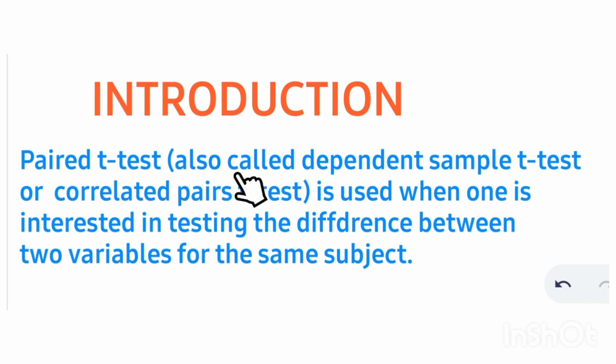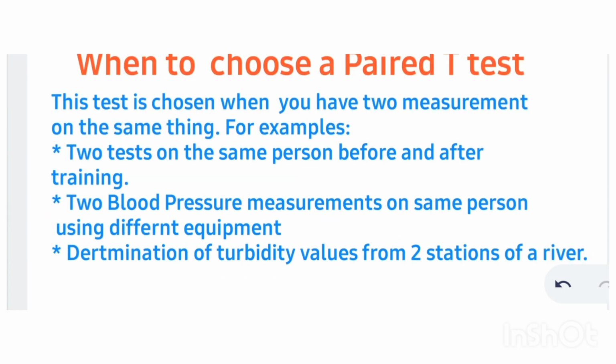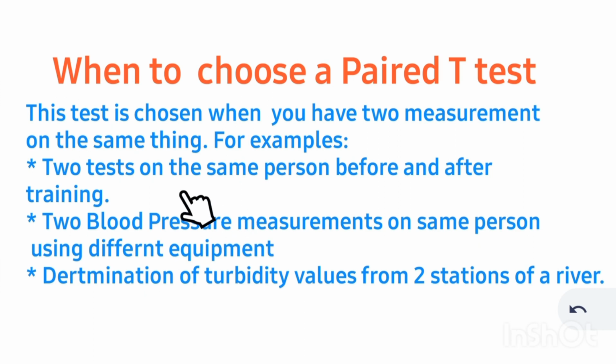Paired t-test, also known as dependent sample t-test or correlated pairs t-test, is used when one is interested in testing the difference between two variables for the same subject. When to choose a paired t-test: this test is chosen when you have two measurements on the same thing. For example, two tests on the same person before and after training; two blood pressure measurements on the same person using different equipment; and lastly, determination of turbidity values from two stations of a river.